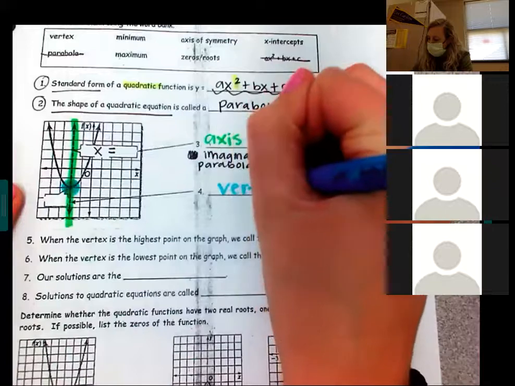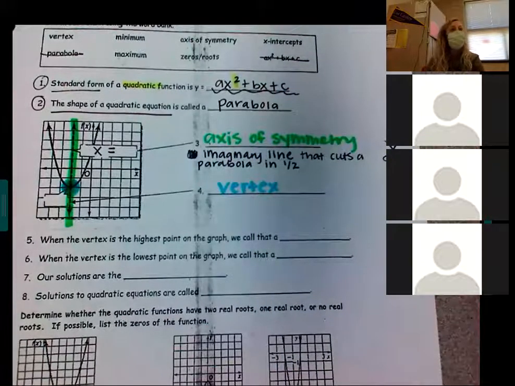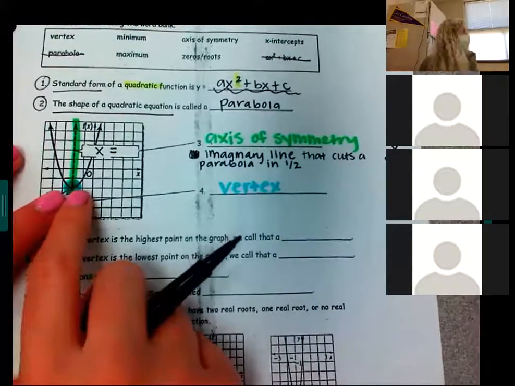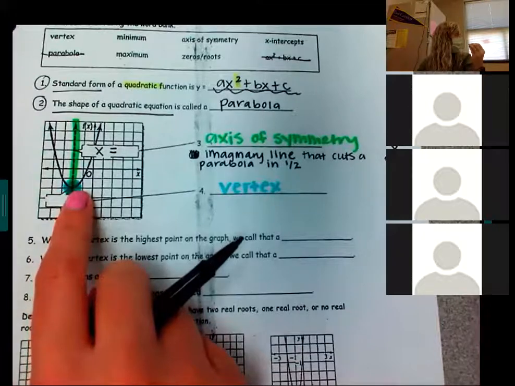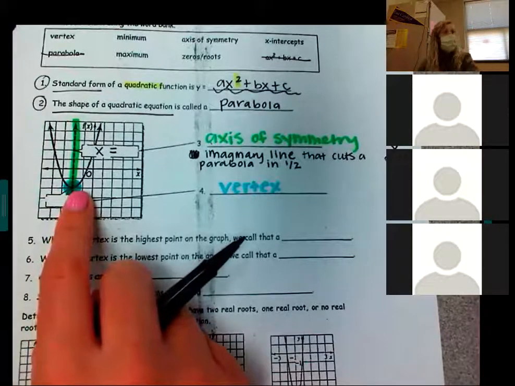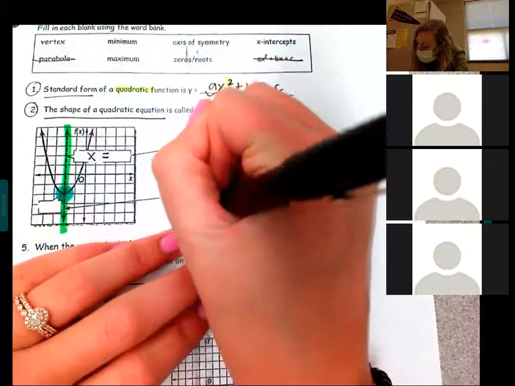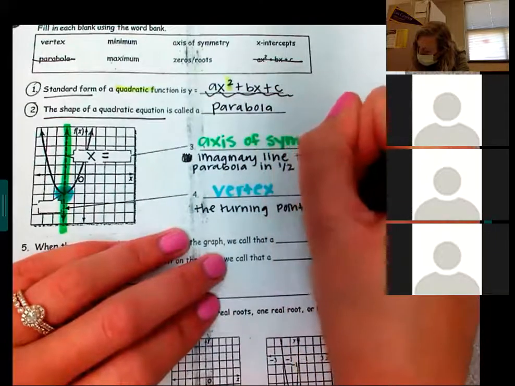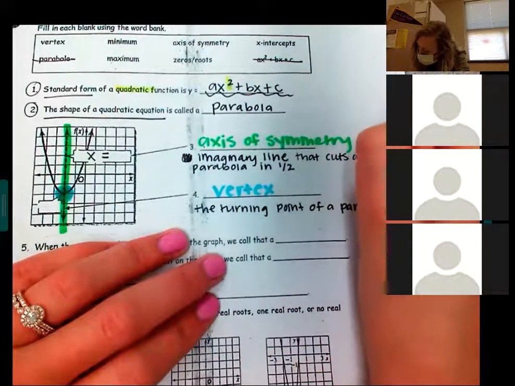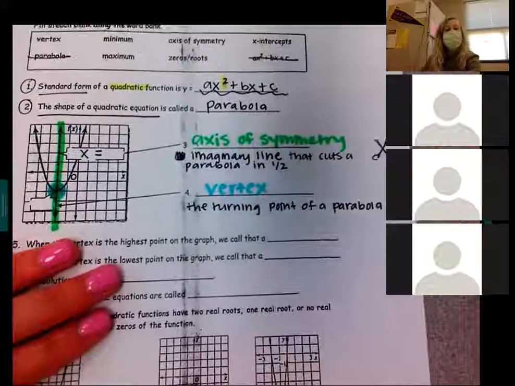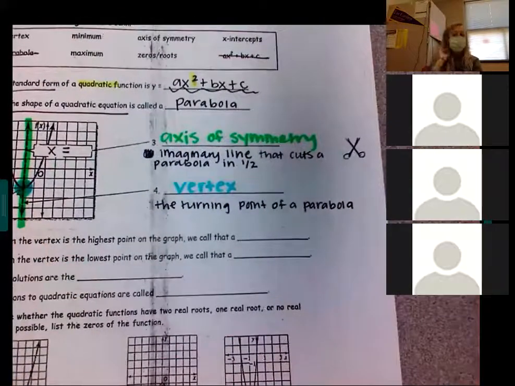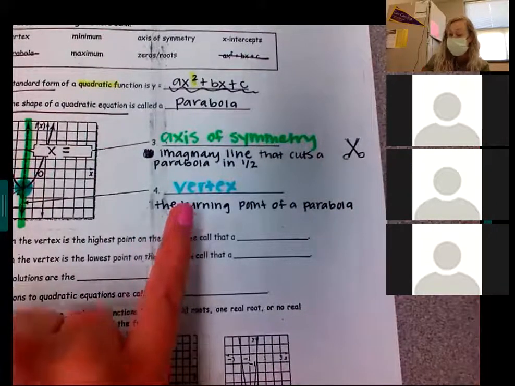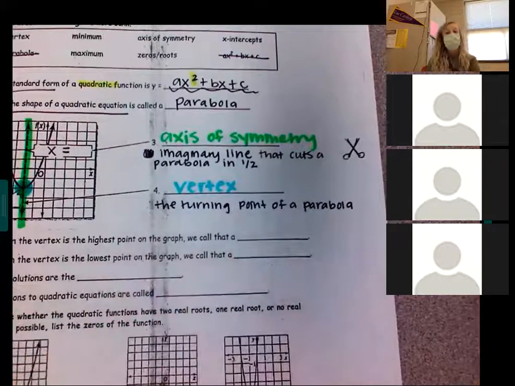So everybody look. The vertex is the turning point of a parabola. It's hard to see on mine, but look on yours. There's a little point right there, and that's where it stops, right? And then it goes up on one side and up on the other. So the vertex is the turning point of a parabola. And remember, a parabola is just the shape of a quadratic equation. So if you are somebody at home that didn't print it, I need you to write in your notebook, vertex is the turning point of a parabola.